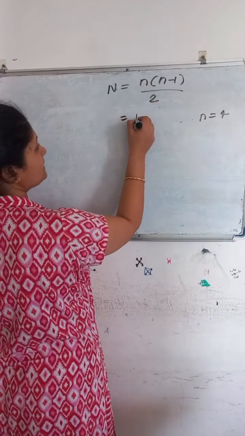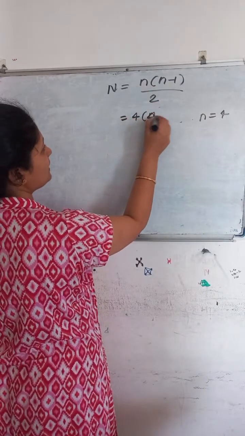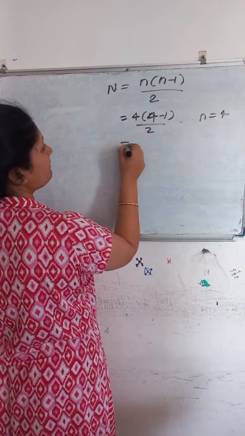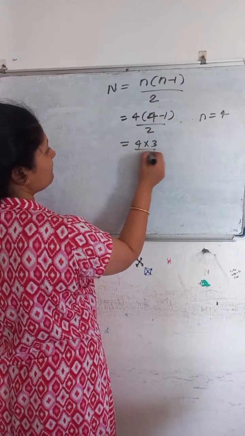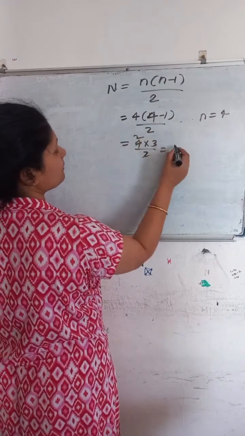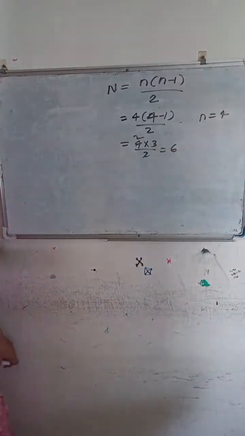So substitute n is equal to 4: 4 into (4 minus 1) divided by 2, that is 4 into 3 divided by 2. So 6 spectral lines we will get. The spectral lines emitted during these transitions are 6. Getting this question? Okay, it is a 1 mark question. Understood this?